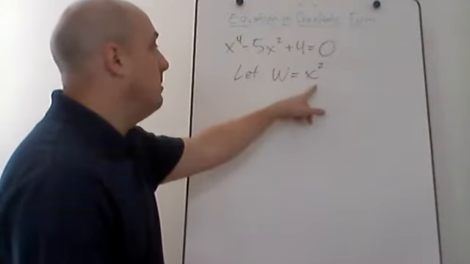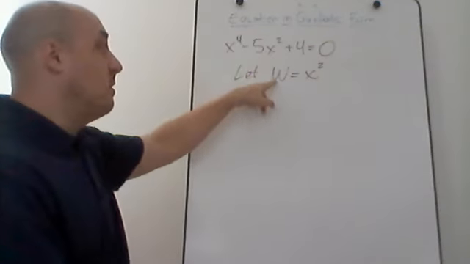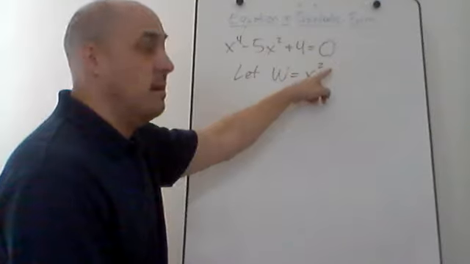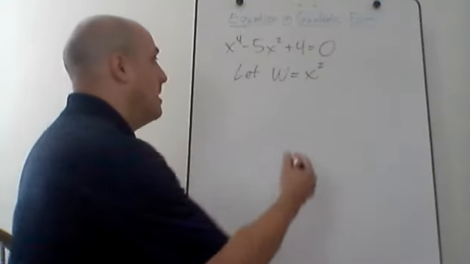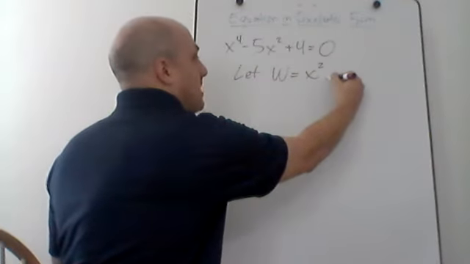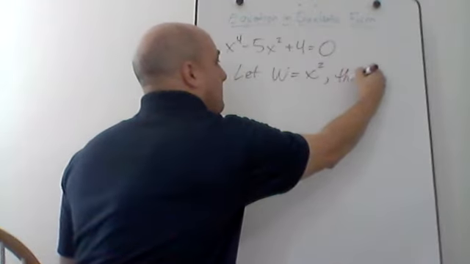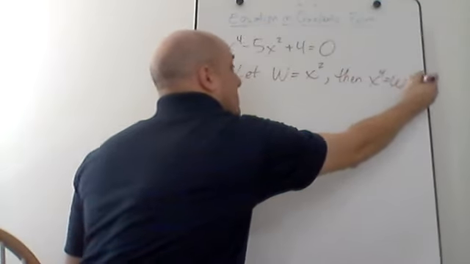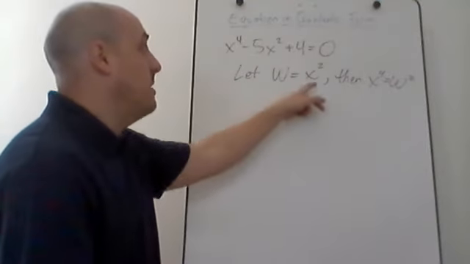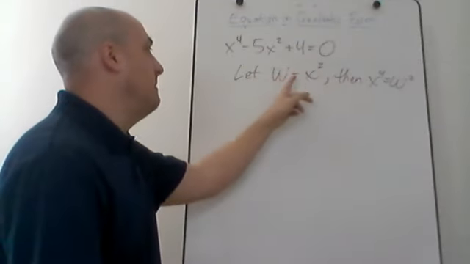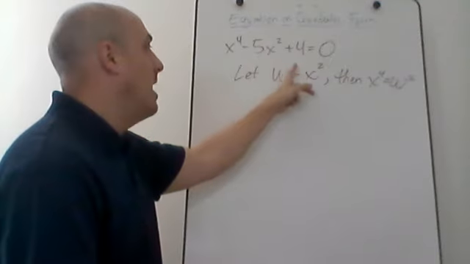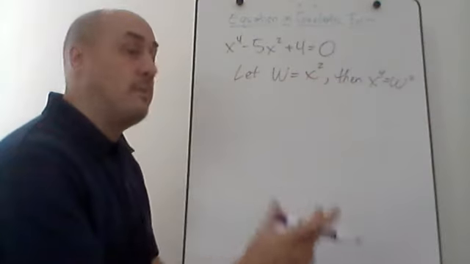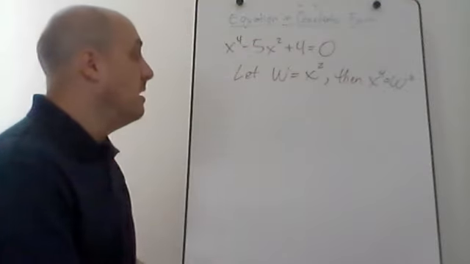Well, if w is equal to x squared, then what is x to the fourth in terms of w? Well, x to the fourth, that's x squared squared, right? So if w equals x squared, then x to the fourth is going to equal w squared, right? Because if I square both sides of this equation, I would have w squared here, and then x squared squared, a power to a power I multiply, and I get x to the fourth, right?